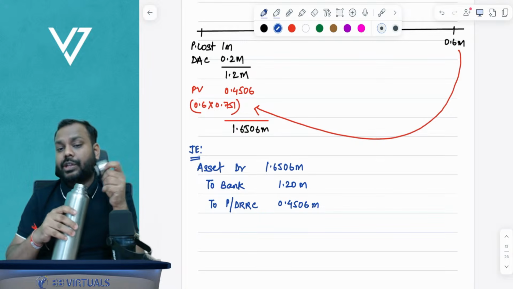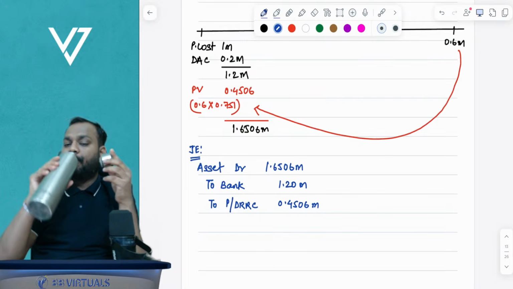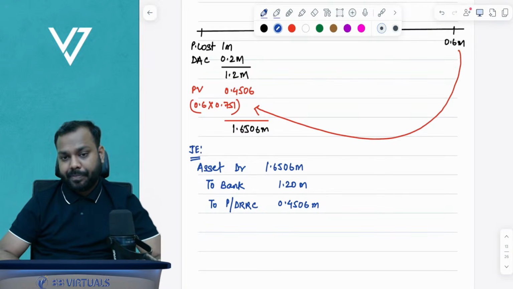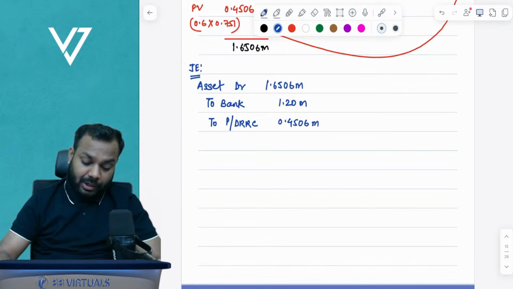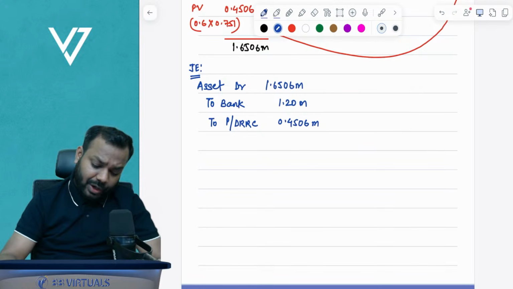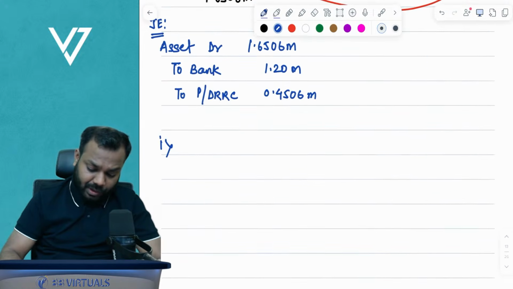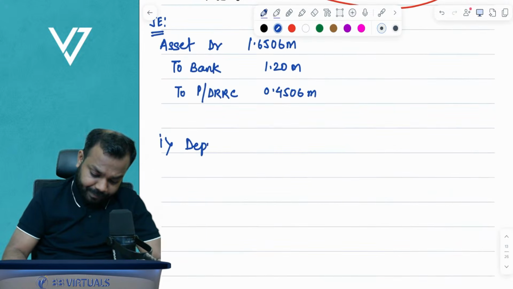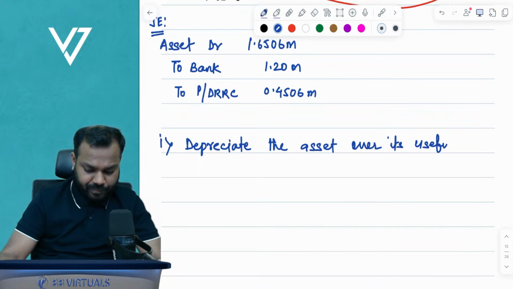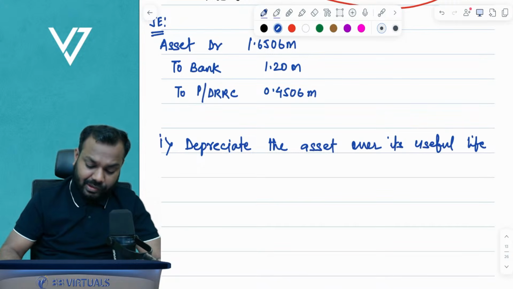Now, the next question that comes up here is, what should be the subsequent treatment? So subsequently, in my opinion, you will do three things. Point number one, you will depreciate the asset over its useful life, that is 3 years.